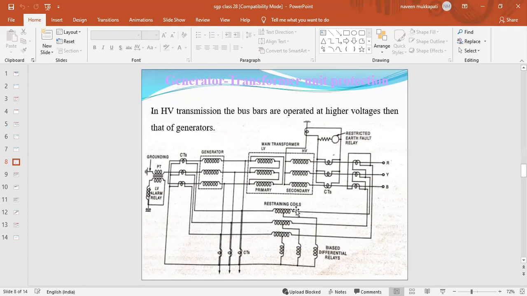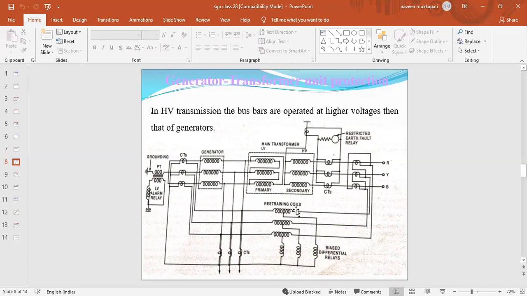By using this type of protection scheme for both the generator and transformer units, we give combined protection for all the faults that can occur in the case of a generator and also in the case of a transformer.